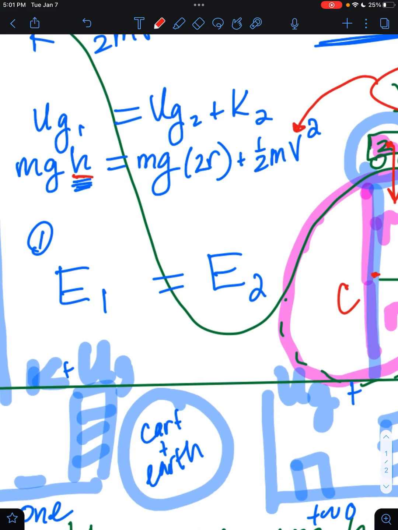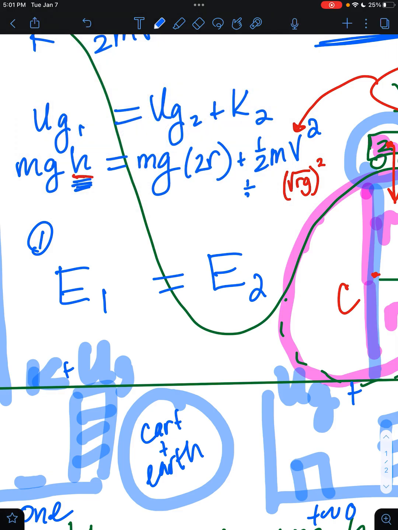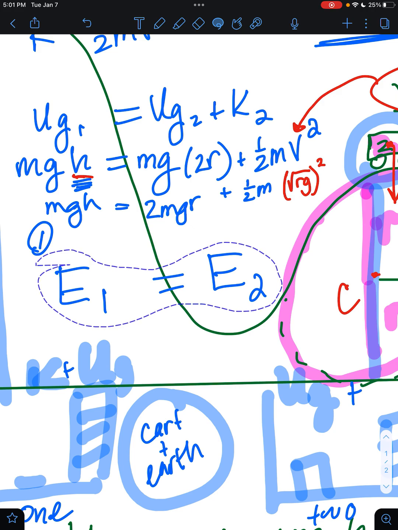So as I zoom in here, I'm going to put the square root of RG in as my v. But you know how that is squared. And then I'm also going to do 1/2 m, plus, I'm going to pull the 2 out front, 2 mgr, equals mgh. And then I need to isolate h. So as I am trying to isolate h, you will see that I need to divide both sides by mg.